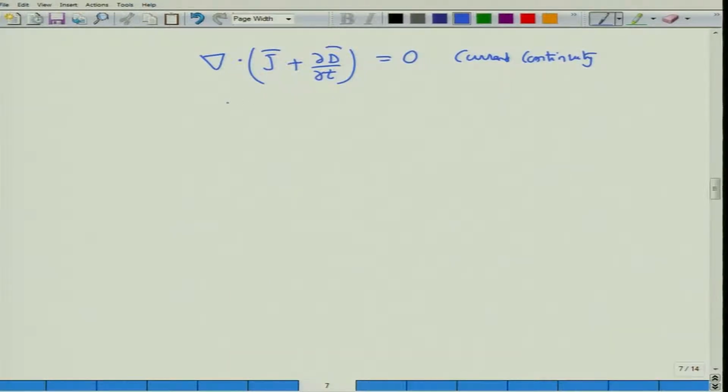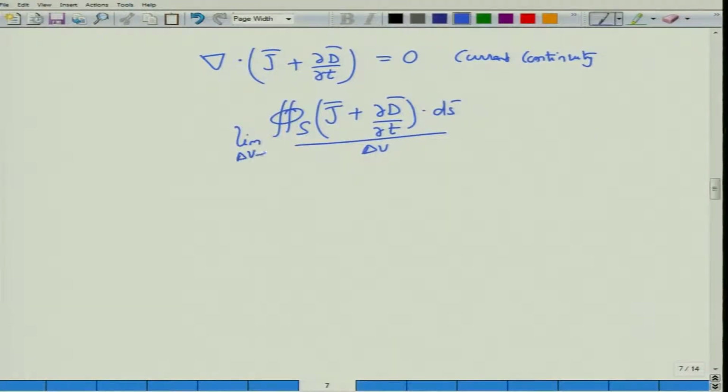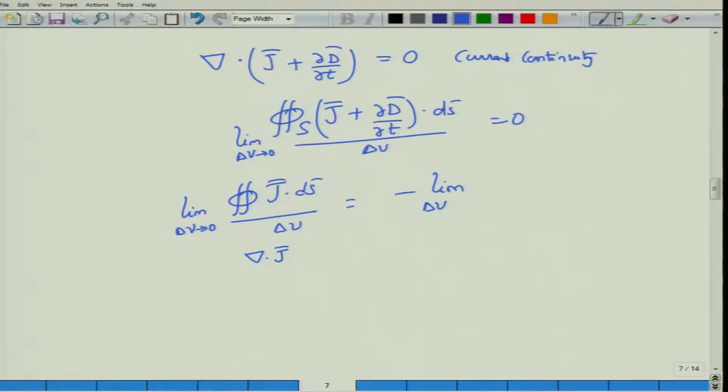Because if you go back to the original expression for the divergence of a given vector field, you would see that it has to do with the closed surface over which you are evaluating that particular vector quantity. In this case it would be J plus del D dot dS, divided by a unit volume in the limit of volume going to 0. So you can split this again into two integrals. You will have J dot dS divided by delta v in the limit of the volume delta v going to 0. This of course is the restatement of del dot J itself, and this would be equal to minus, again in the limit of the volume going to 0, del D by del t.